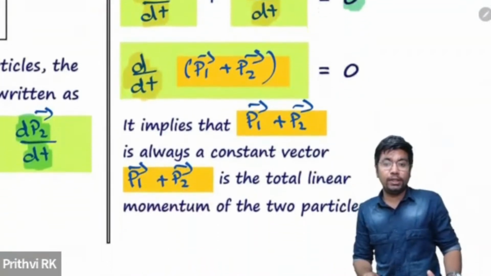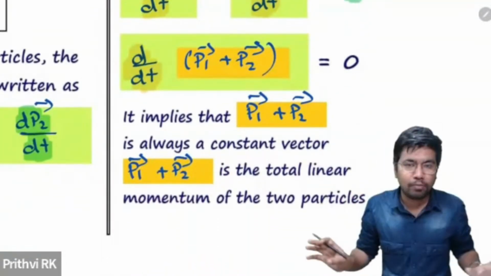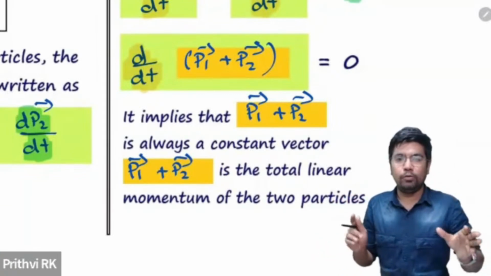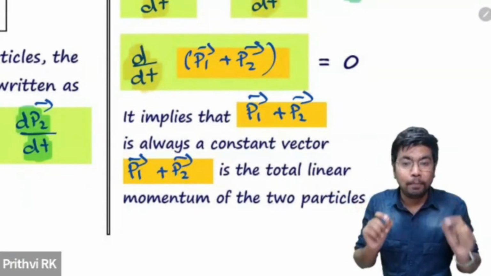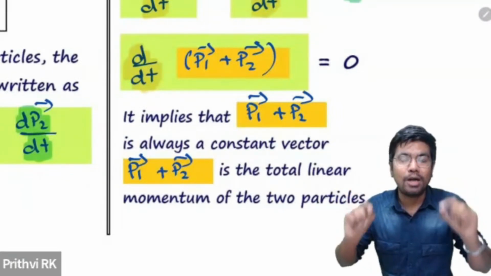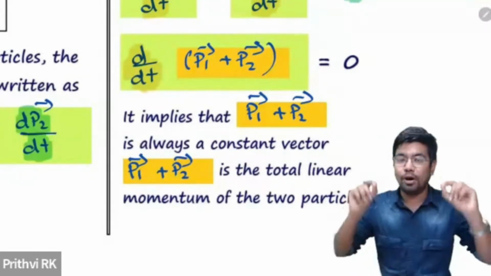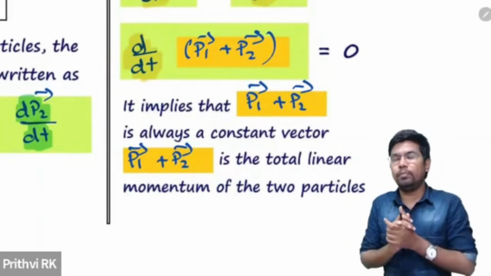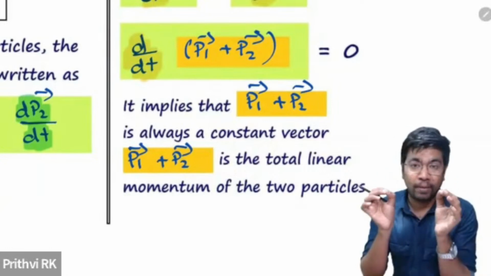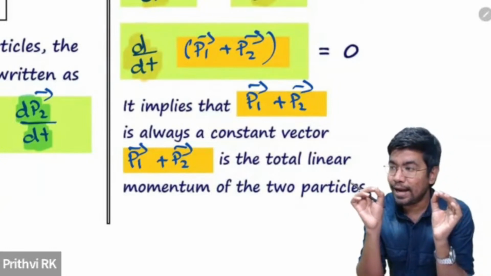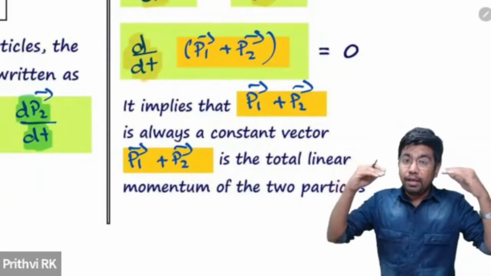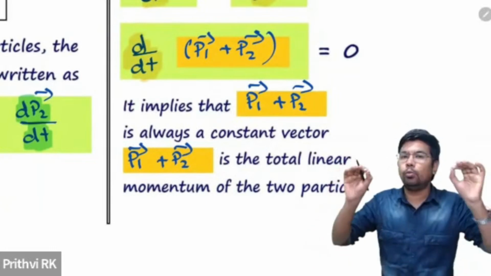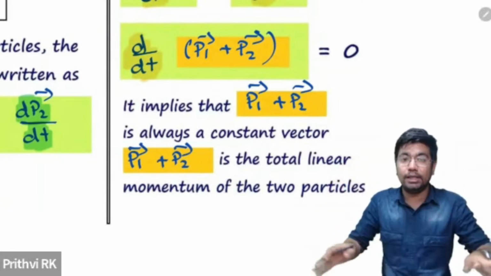So from this equation here, what are we understanding? Okay, sir, you have taught me the derivation. From this, what am I understanding? Here, the P1 vector plus P2 vector, the term within the bracket, implies that the momentum is always a constant vector. The momentum is always what? Constant. So P1 vector plus P2 vector is the linear momentum of the two particles. So from this derivation, what we can understand here is that the total momentum before collision and the total momentum after collision remains the same, it does not change.